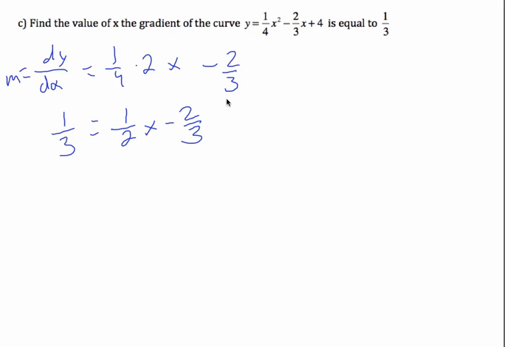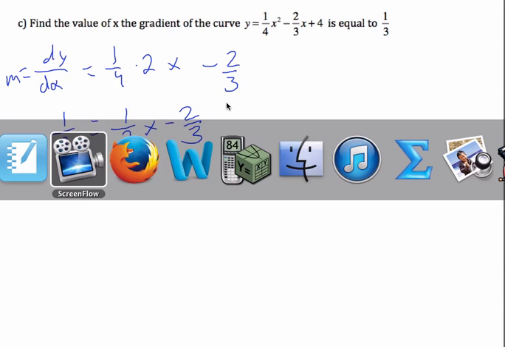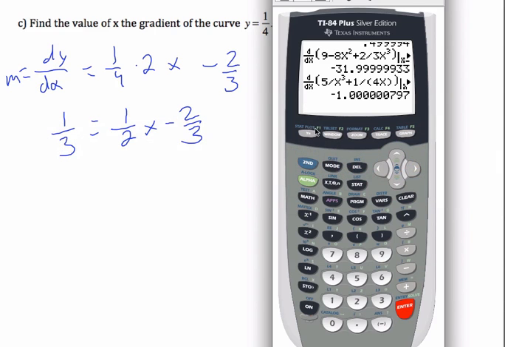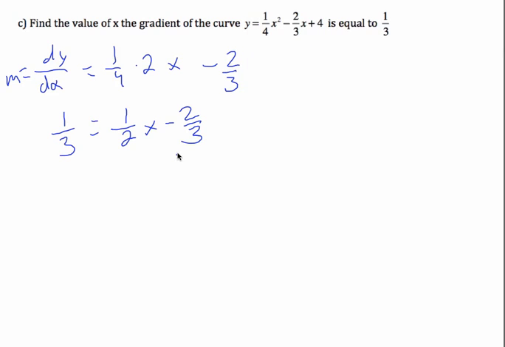Alright, so you could try to work that out by hand. I'm going to use my calculator, I think, to help me out. First, I'm going to add 2/3 to both sides. Actually, this is pretty easy to do non-calculator. Let's try that. 1/3 plus 2/3 is actually 3/3, or just 1. So 1 equals half x. So I'm going to multiply both sides by 2.